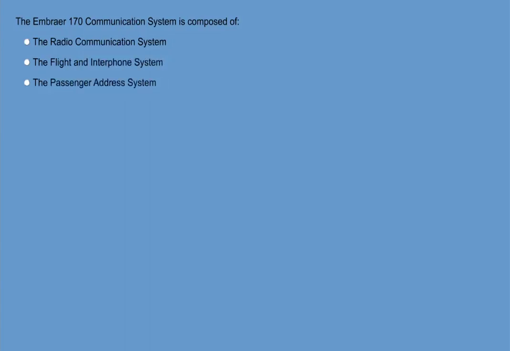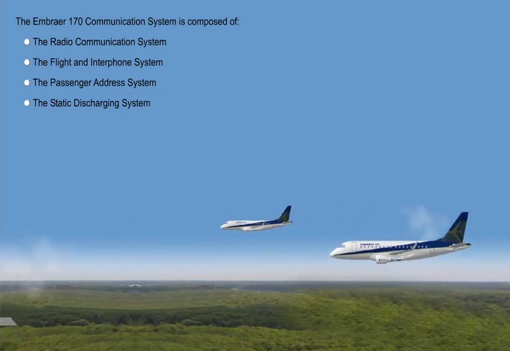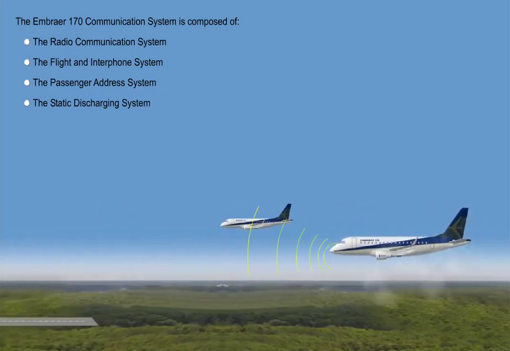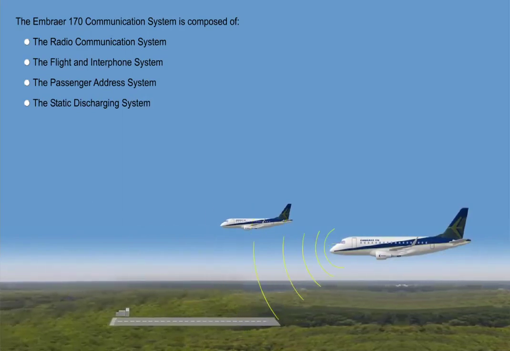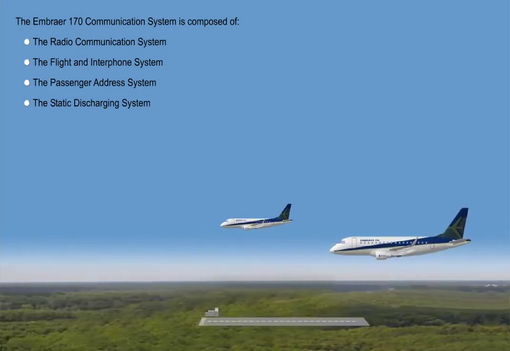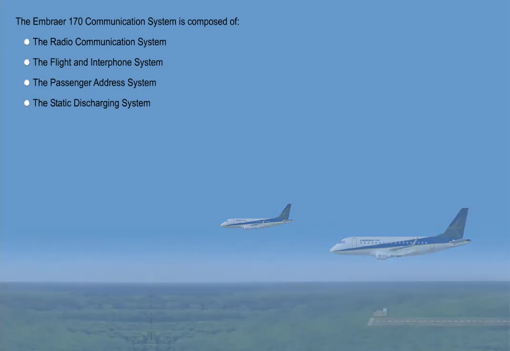The Embraer 170 communication system is composed of the radio communication system, the flight and interphone system, the passenger address system, and the static discharging system. The radio communication system enables the cockpit crew to talk air-to-air or air-to-ground via two very high-frequency radios. The system also provides digitized audio warnings to the cockpit crew.